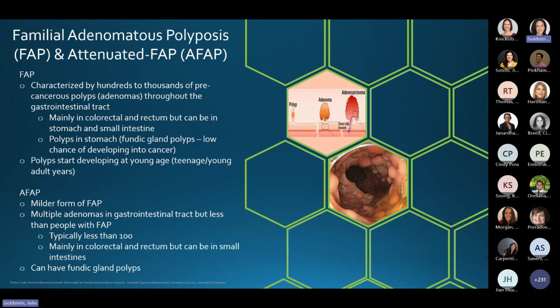AFAP is very similar to FAP, except it's a little milder. So typically these people have less than 100 polyps, again, mainly in the colon and rectum, but they can be in the small intestines and sometimes in the stomach.